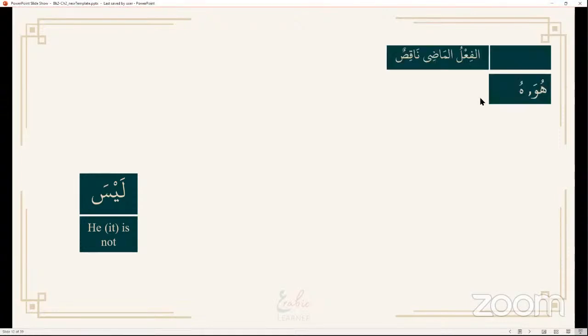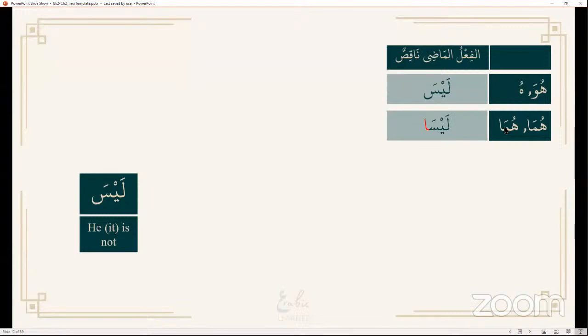Let's do the conjugation of Laysa. Laysa means he is not, or it is not, if it is referring to a thing. So again, it is Laysa, Laysu. The man is not a Muslim.